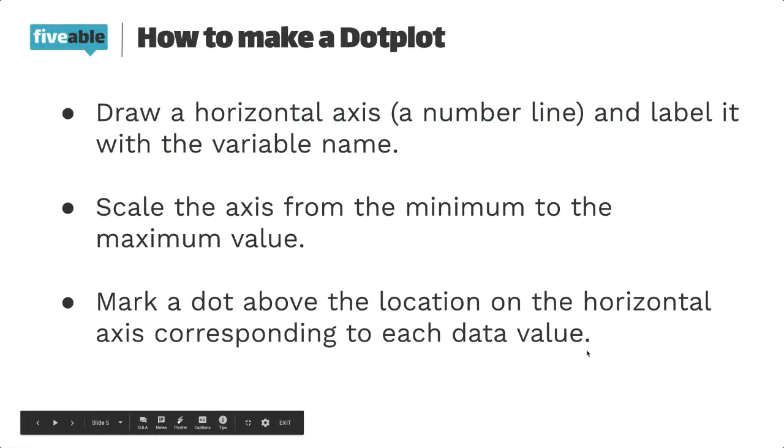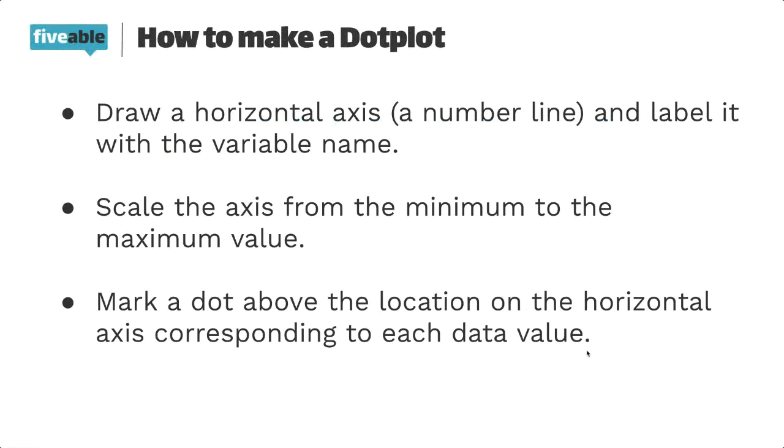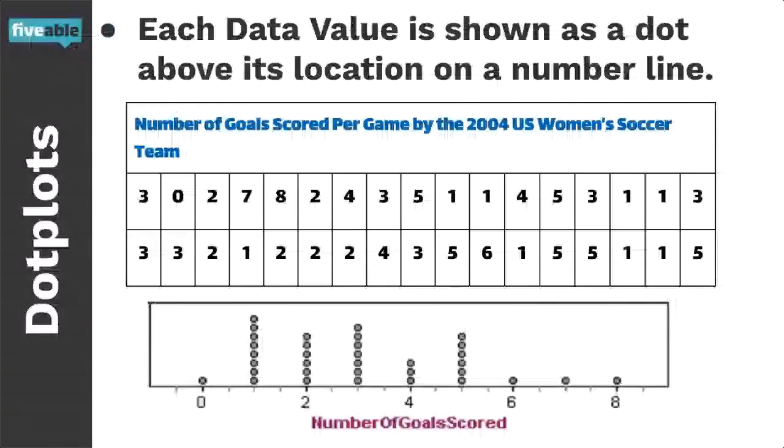So we're going to draw that horizontal line and scale it from the minimum to the maximum value. If we go back to our soccer goals, we obviously are not going to go into the negatives because you can't score negative goals. But we're also not going to go past, let's say, 10, or in this case, 8. It doesn't make sense to make the x-axis of my dot plot go all the way to 100 because it's almost impossible to score 100 goals in a soccer game.